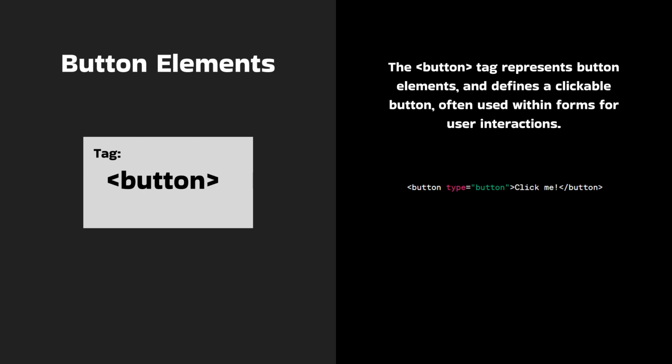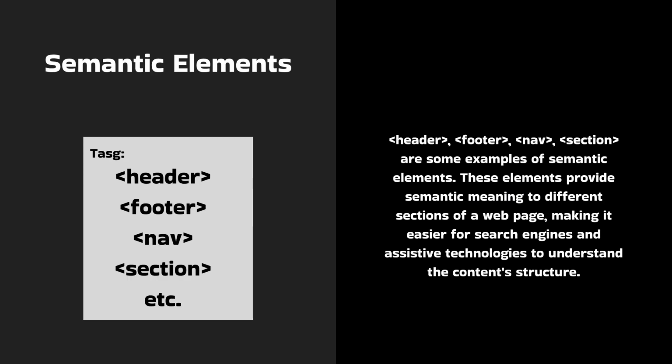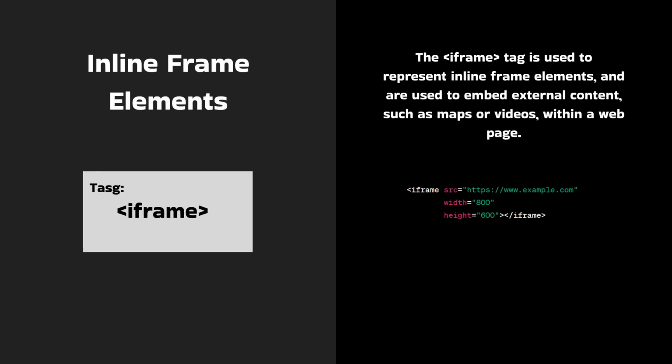Button elements. The button tag represents button elements and defines a clickable button, often used within forms for user interactions. Semantic elements. Header, footer, nav, section are some examples of semantic elements. These elements provide semantic meaning to different sections of a web page, making it easier for search engines and assistive technologies to understand the content structure. Inline frame elements. The iframe tag is used to represent inline frame elements and are used to embed external content such as maps or videos within a web page.